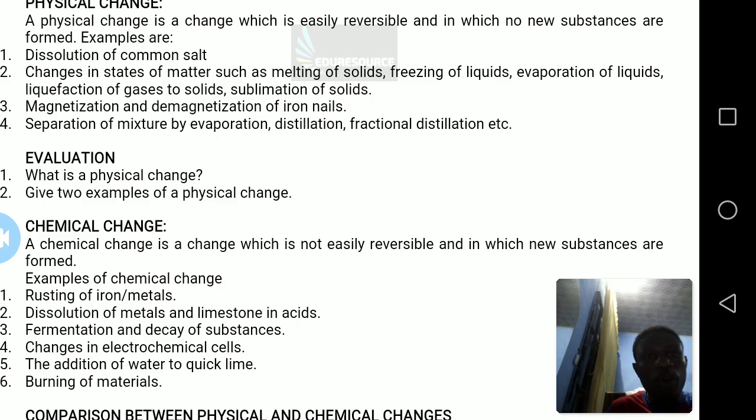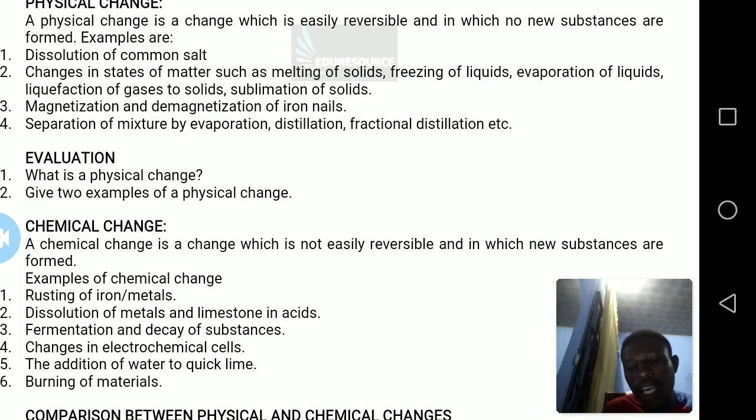Another example of physical change is sublimation of solids. Let me read that again from my notes so that we can take the note. I have not included this in the PDF. That's why. Now, sublimation. You can take it down.